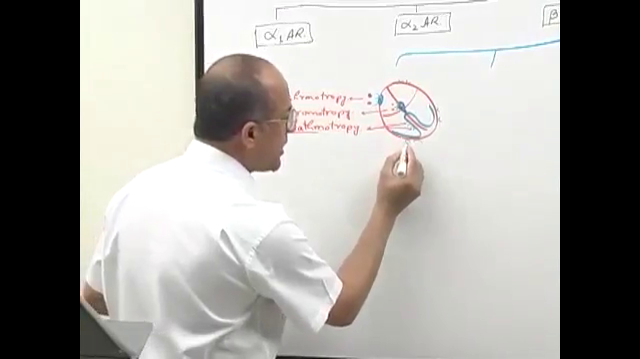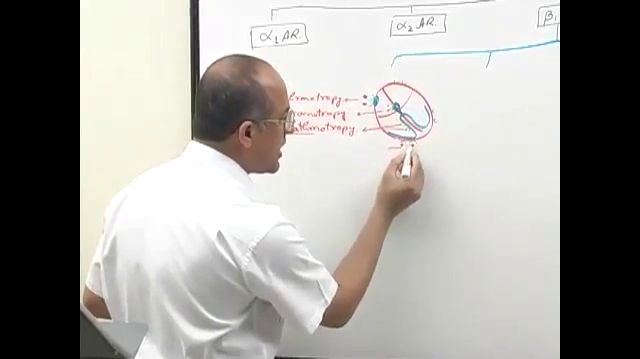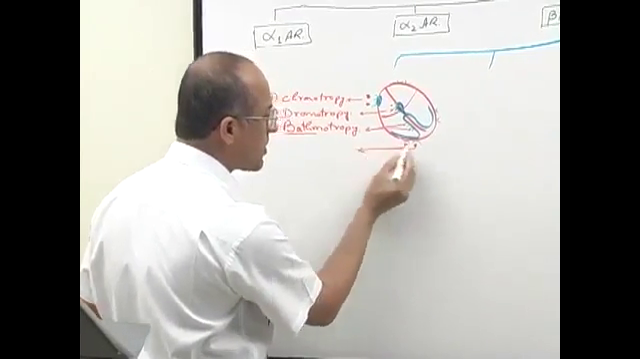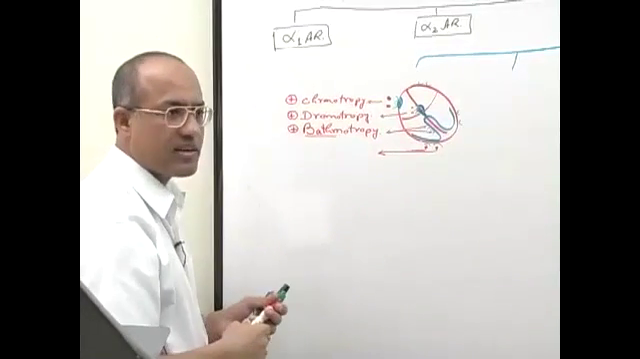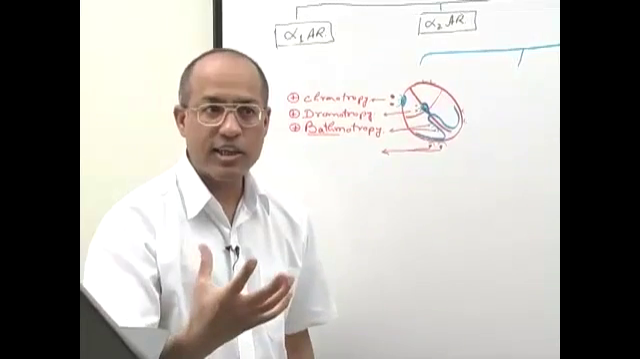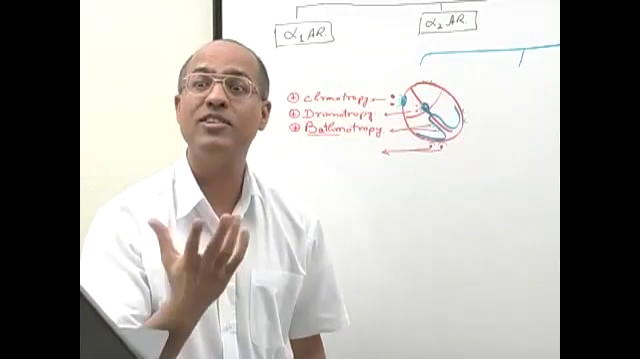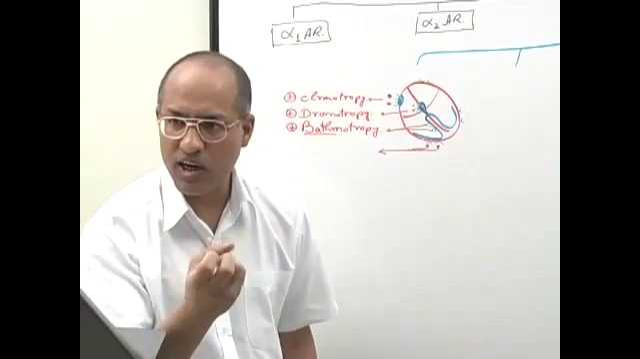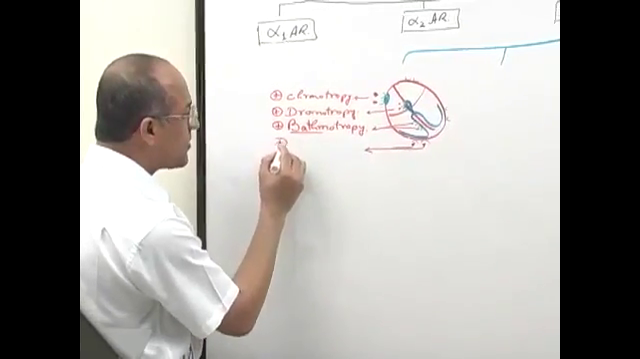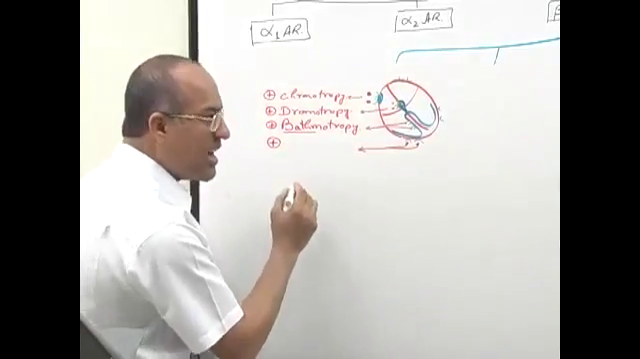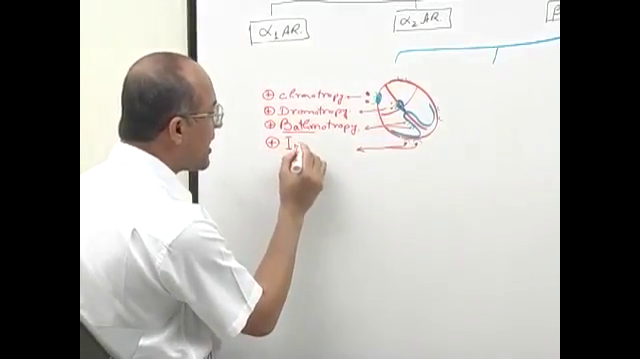So when beta 1 receptors are stimulated on the atrial myocardium and ventricular myocardium, the degree of myocardial contractility is increased. The degree of myocardial contractility is increased. This is called positive inotropic.